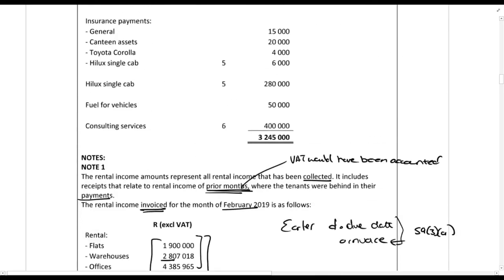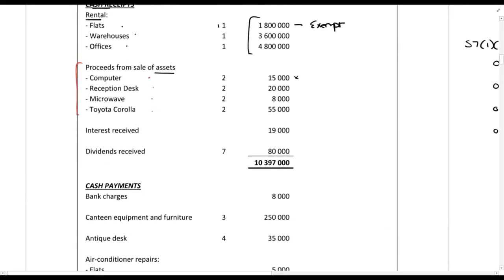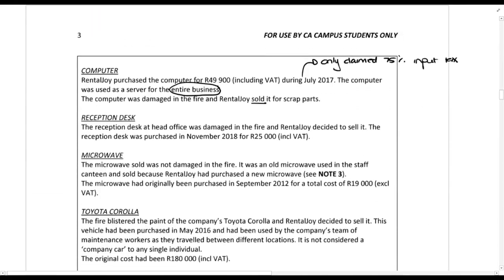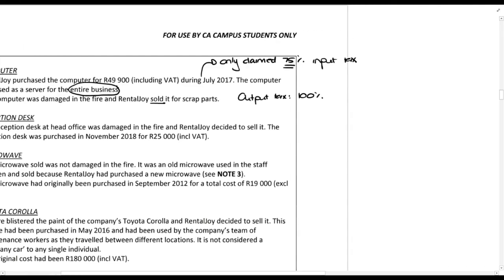Now remember, this asset was just sold. They told us that this computer is being sold. Now, when you sell it, output tax is, remember, at 100%. Always at 100% except for indemnity awards and fringe benefits. So this means you claimed 75% input tax, but you're going to pay 100% output tax. So section 16(3)(h) would be applicable, which says you can claim additional input tax. Remember that section?